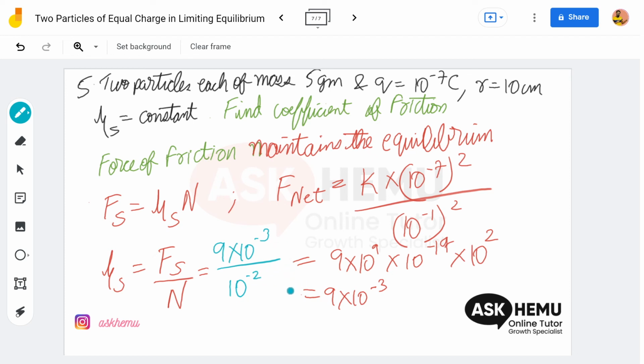So I'm just going to, oh, I forgot gravity for a moment over there. Yeah, I forgot gravity. How silly of me. So 10 to the power minus 1, 9 into 10 to the power minus 2 is your final answer for the coefficient of static friction of the system.